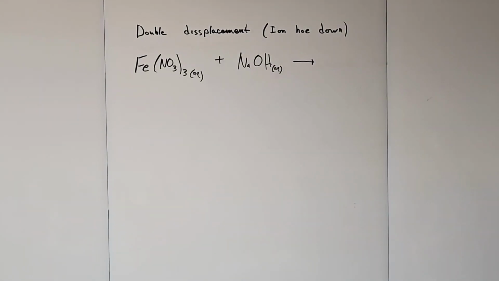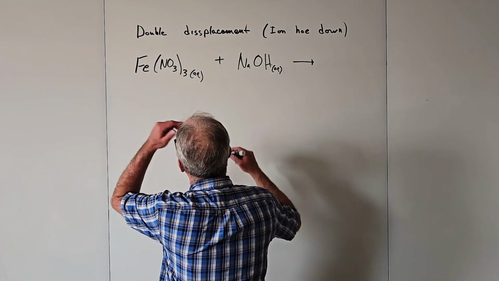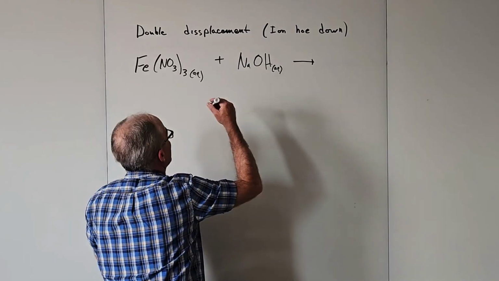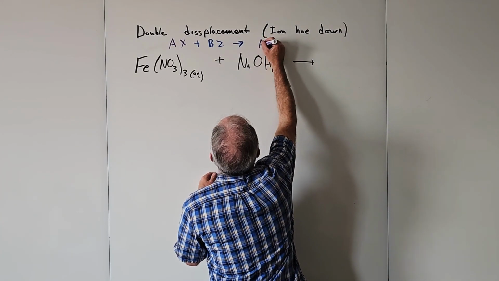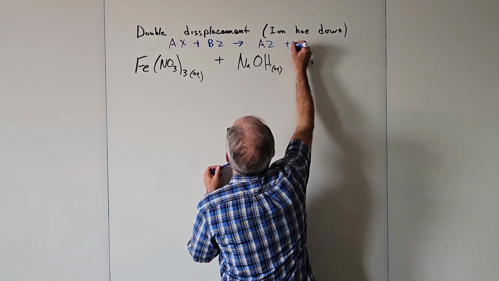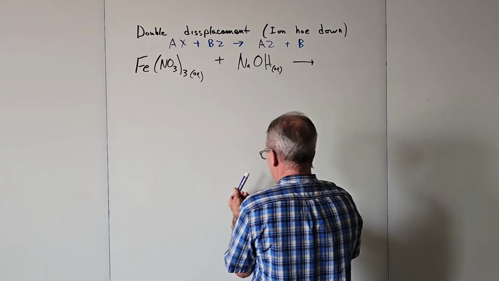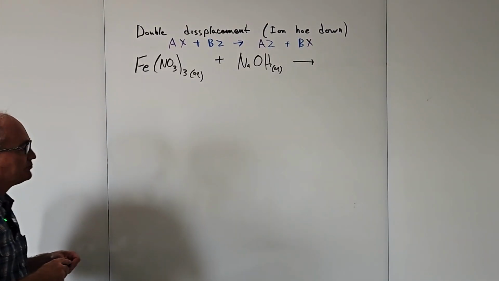Is to know your polyatomic ions, know your charges, and so a double displacement kind of takes this form. In square dancing, A is going to get rid of X and hook up with what? Z, and B is going to get rid of Z and hook up with X there.